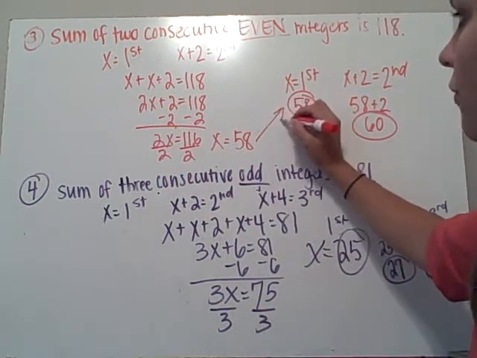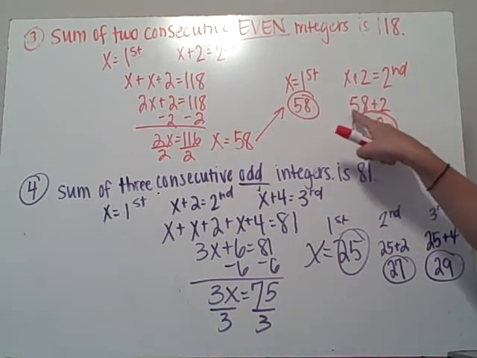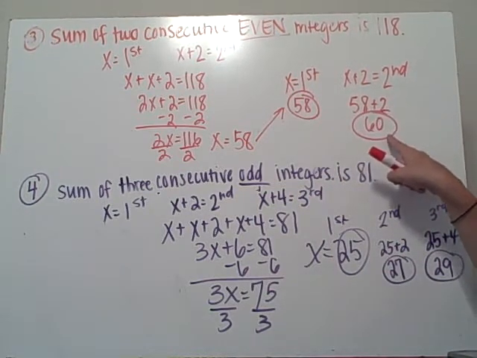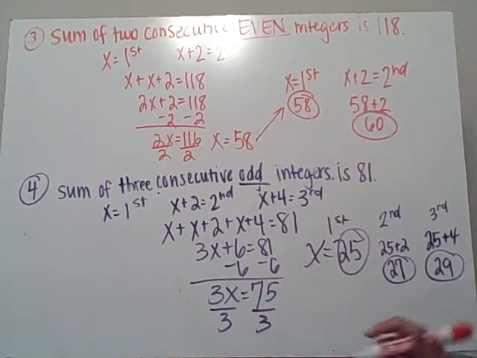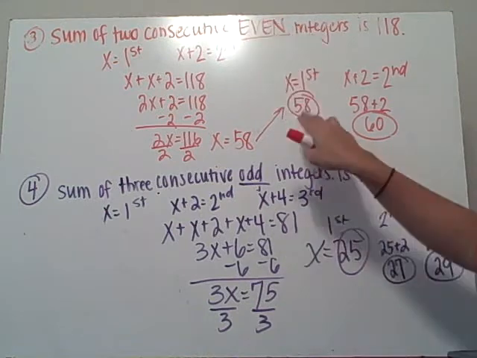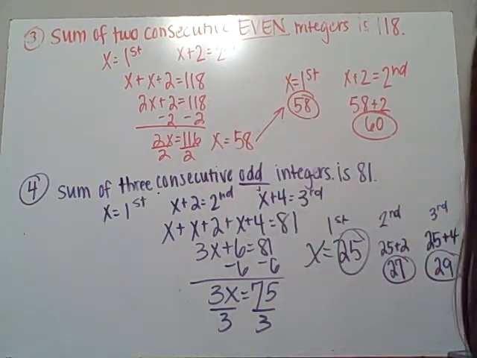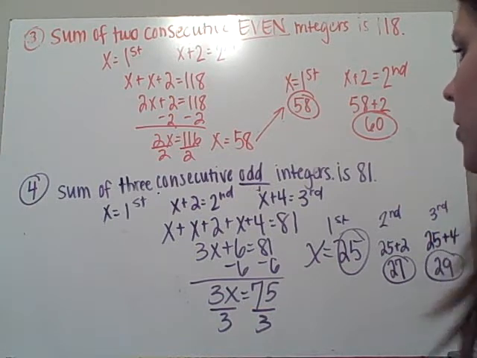That is only our first integer. We plug in 58 for x in x plus 2. 58 plus 2 is 60. 58 and then 60 are consecutive even integers. And if we add 58 and 60 together, we do get 118. So those are our 2 answers.